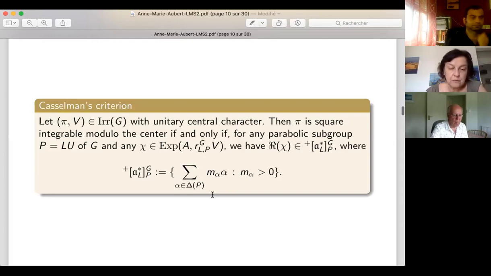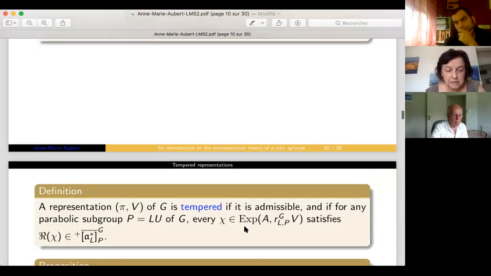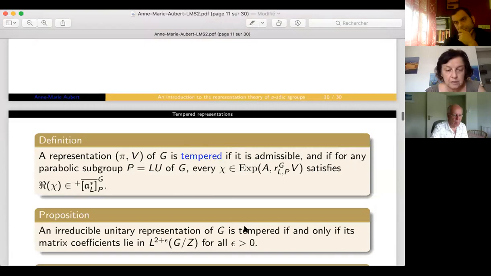So now, of course, when we have such a statement, you could be interested to see what it is when you replace the condition of being positive by the condition of being just non-negative, and it is exactly what we get. Doing that, you get the notion of tempered representation. It is a representation which is admissible, and such that for any parabolic subgroup P and any exponent χ, we have the real part of χ in the closure of the previous set.